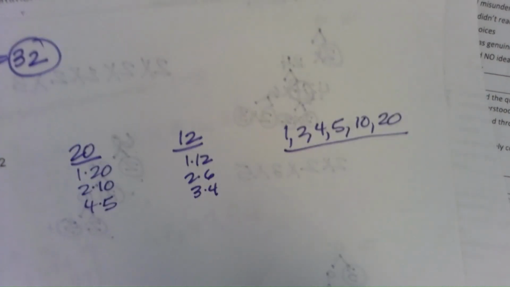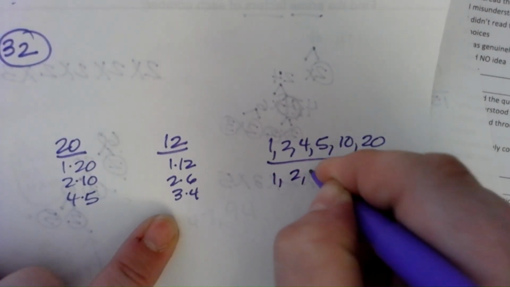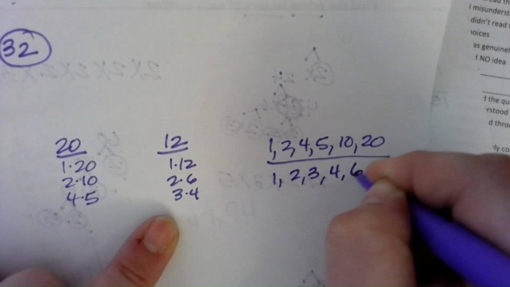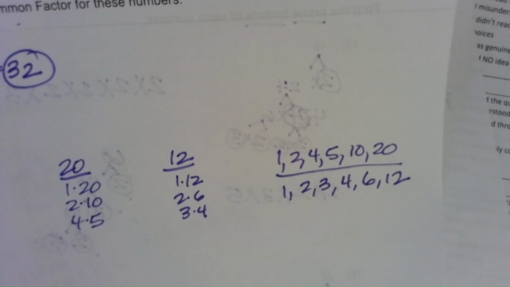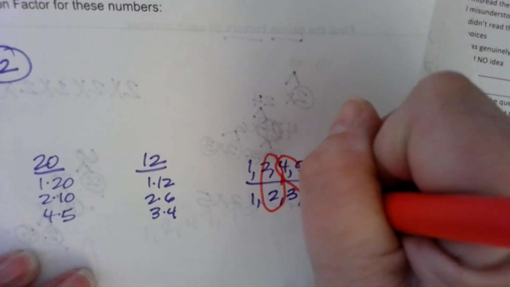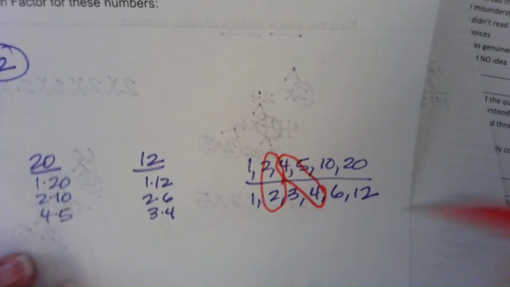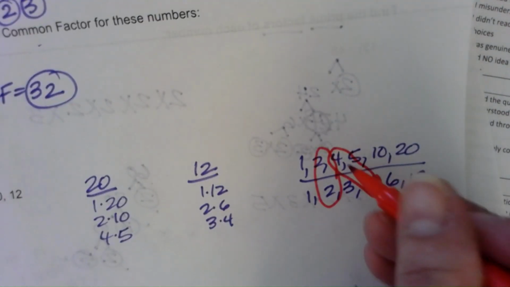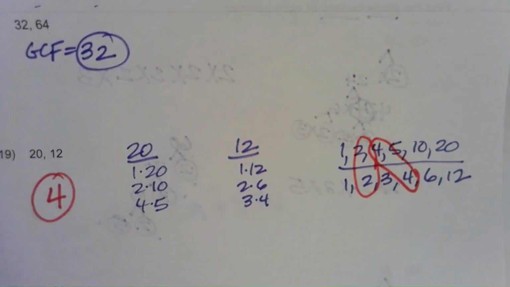Okay, and then for 12, I've got 1 and 12, 2 and 6, 3 and 4. I'm going to compare that to my factors of 12: 1, 2, 3, 4, 6, 12. Now I just need to find the numbers that are shared. Okay, both have a 2. We both have a 4. 5, 10, 20. So the greatest common factor that they share is a 4.